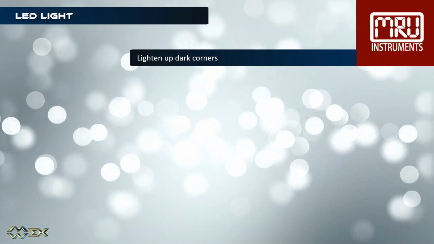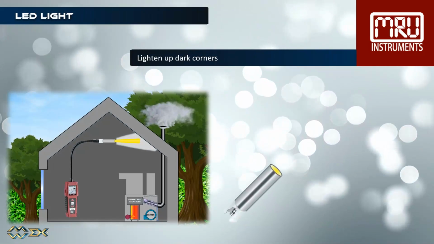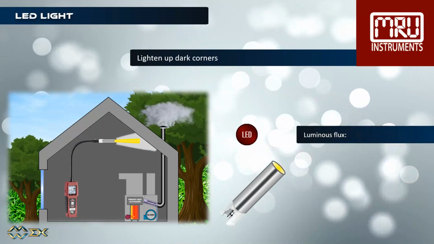The LED light can be used to lighten up dark areas. It has 21 lumen and 5000 Kelvin.